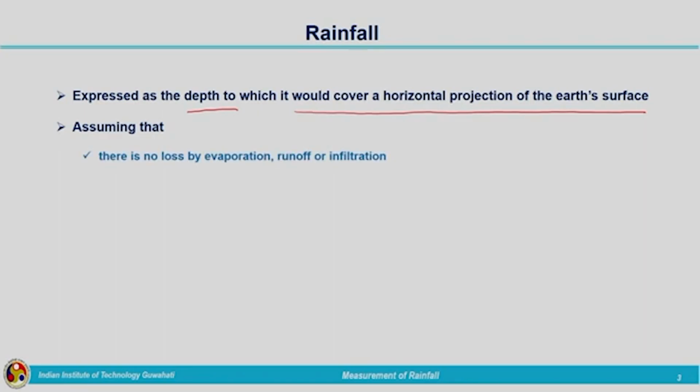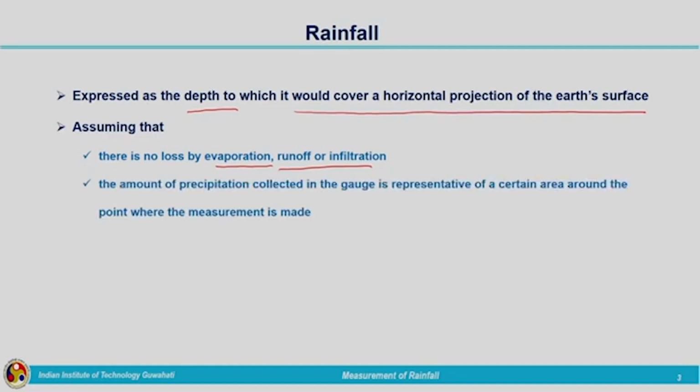We are assuming that there is no loss by evaporation, runoff or infiltration. Different losses which take place from the rainfall we have seen. So, here the assumption which we are making is that whatever rainfall depth is coming, it does not have any loss. There is no loss from this rainfall.